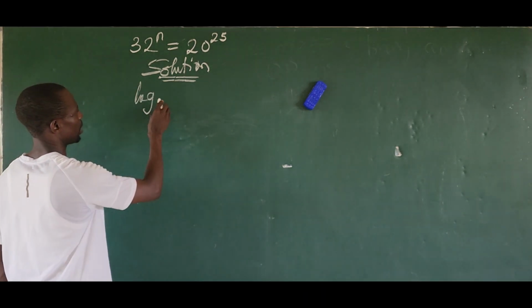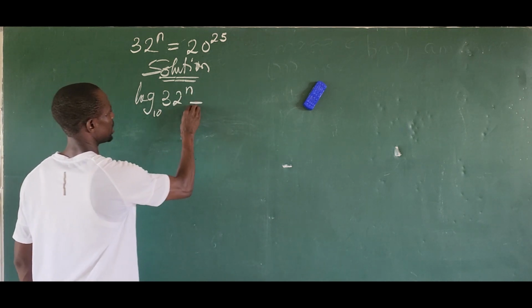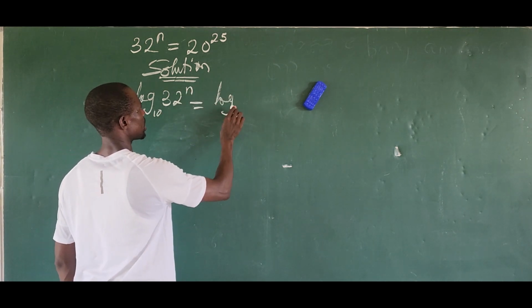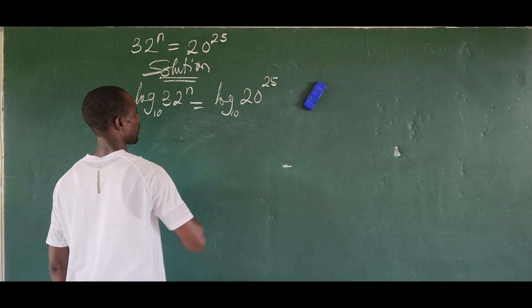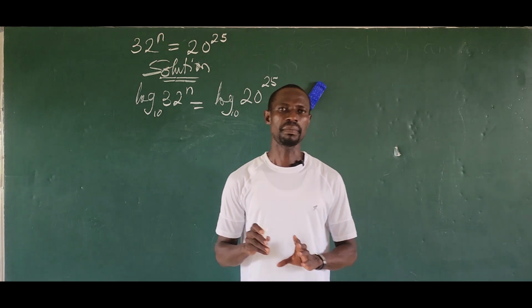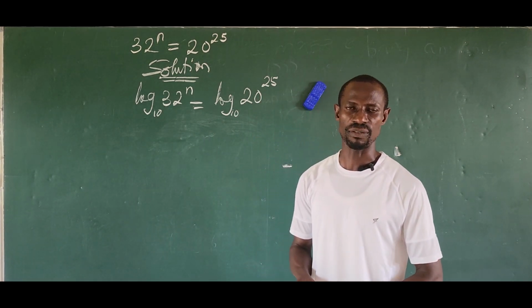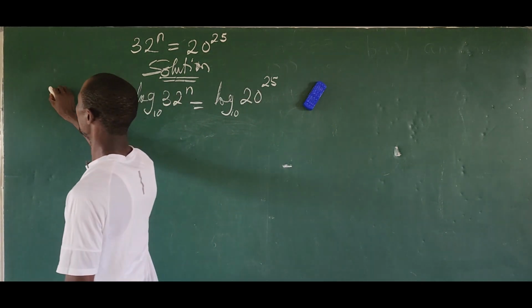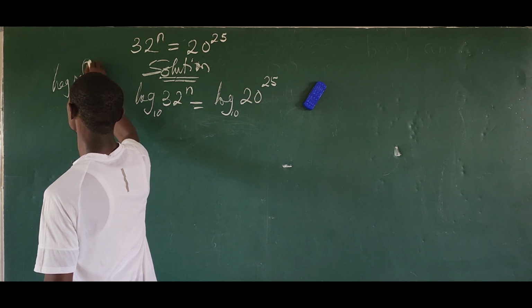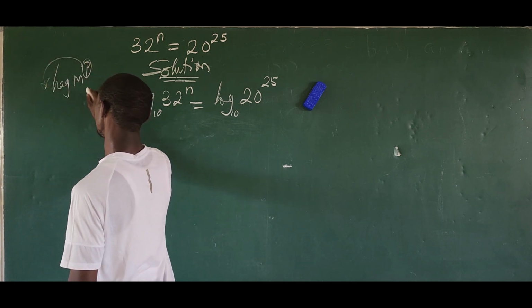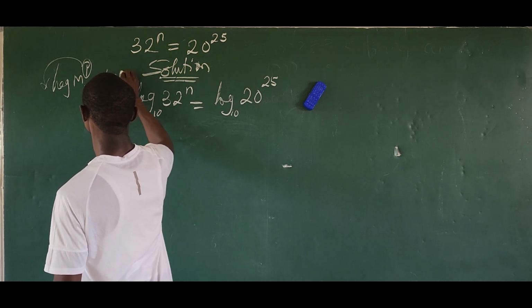So this is going to give us the log of 32 all to the power of n, base 10, equal to the log of the other side of the equation, which is 20 to the power of 25, base 10. Okay, so we apply some basic rules or laws of logarithm. The first one is called the power law of logarithm. It says that if you have log m to the power of p, then move this p back here, and so it's going to give us p times log m.